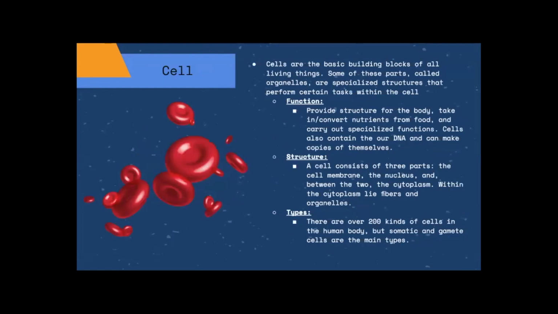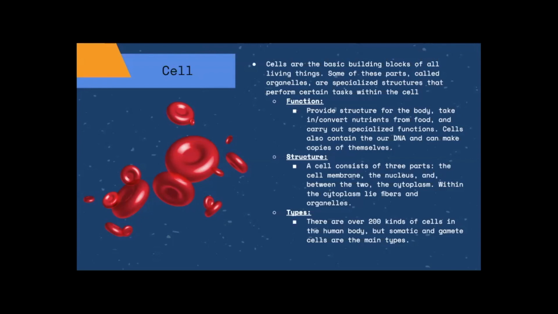The next structure we have is cells. Cells are the basic building blocks of all living things. Some of these parts, called organelles, are specialized structures that perform certain tasks within the cell. The function of a cell is to provide structure for the body, take in and convert nutrients from food, and carry out specialized functions. Cells also contain our DNA, which can make copies of itself.